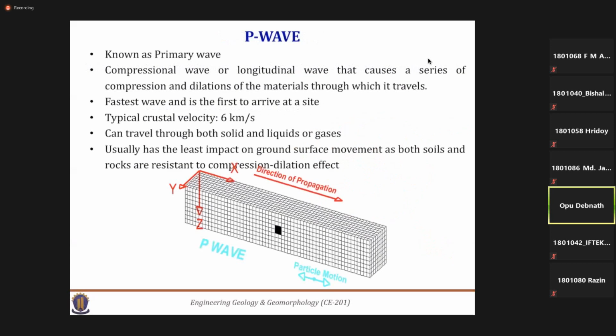So let's start one by one. So here is the visual illustration of the P wave. Okay, this is known as the primary wave.